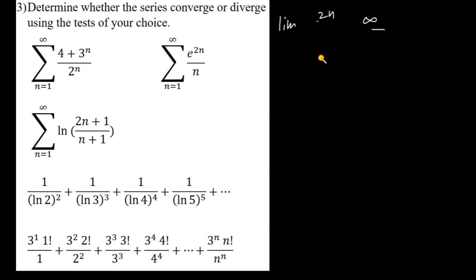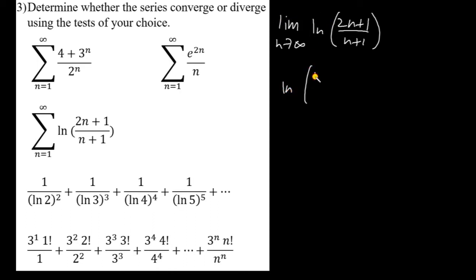Okay, so finally, this series here, we have the sum from n equals 1 to infinity of the natural log of (2n plus 1) over (n plus 1). So I'm going to again use the nth term test, because this again does not immediately give us 0 when we take the limit. So the limit as n approaches infinity of the natural log of (2n plus 1) over (n plus 1). And now the nice thing about the natural log function is I can just take this limit and move it inside. So that'll give me the natural log of the limit as n approaches infinity of (2n plus 1) over (n plus 1).